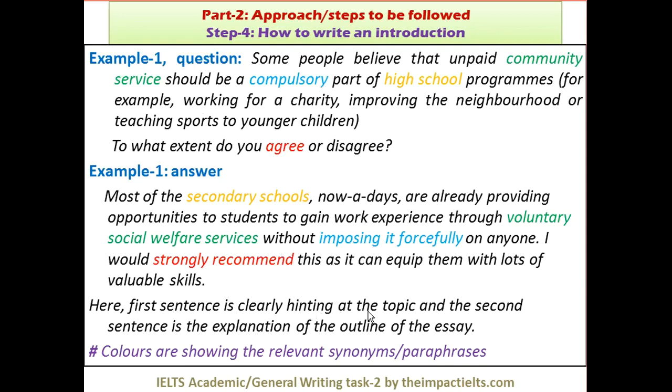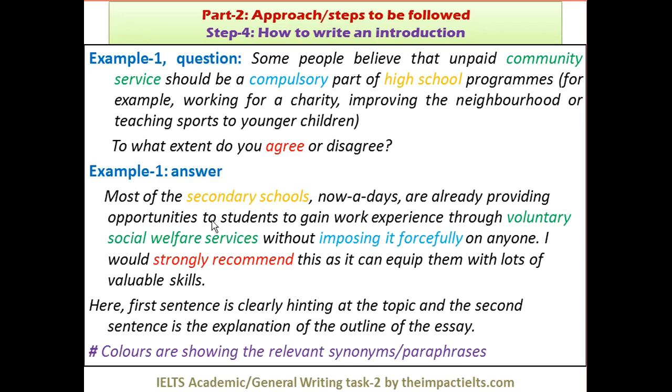The first sentence is clearly hinting at the topic, and the second sentence is an explanation of the outline, meaning what exactly I'm going to write. So if you see, I would strongly recommend this, as it can equip them with lots of valuable skills. The moment I say strongly, it means I completely recommend this, and then I'm giving some sort of explanation. So perhaps I'm summing up the ideas that I have in my mind instead of writing them straight away. I hope you have got this idea.